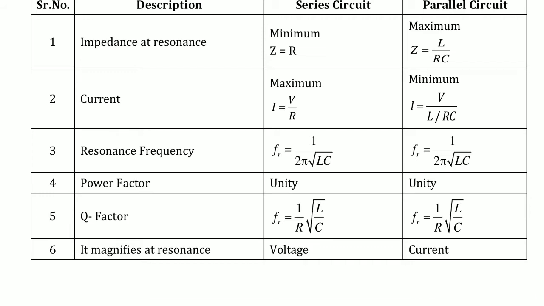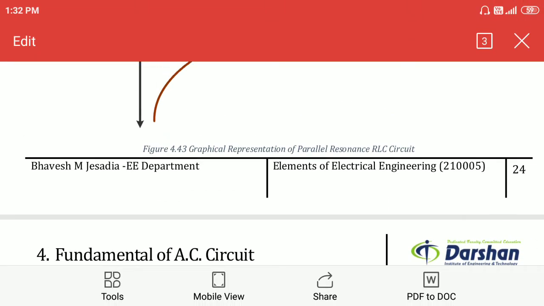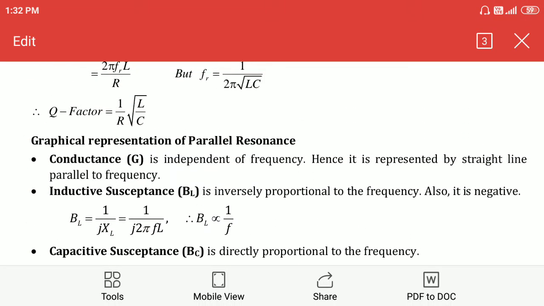Resonance frequency. In a series circuit, the condition is XL equal to XC, and we get the resonance frequency FR equal to 1 by 2 pi root LC. At this frequency both XL and XC are the same. In a parallel circuit, FR is equal to 1 by 2 pi root LC.